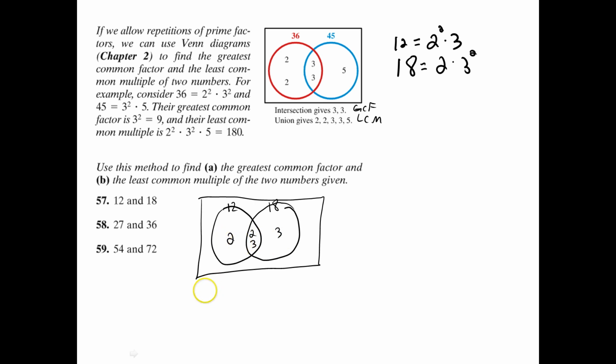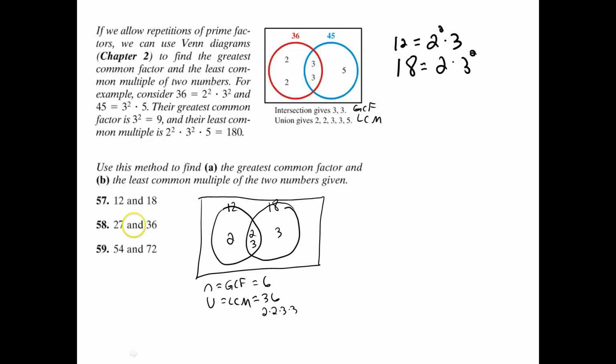The intersection is the GCF. That's going to be 6. The union is the LCM. That's going to be 36. 2 times 2 times 3 times 3. Okay, great.